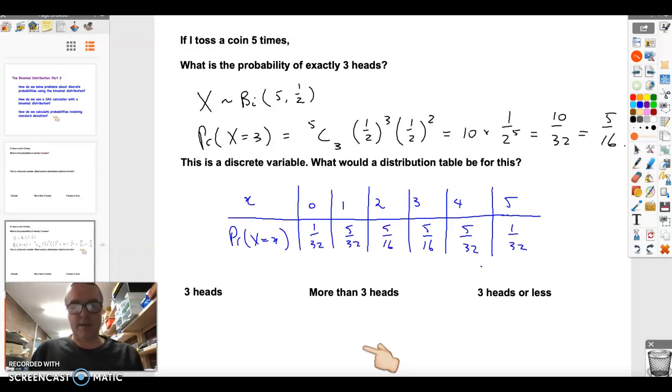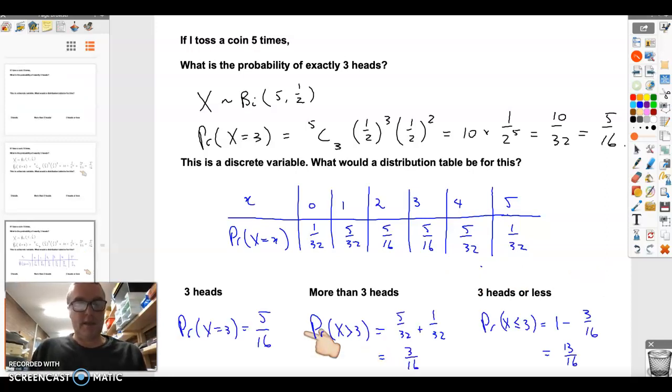So here I've set out the distribution table, all of the possible values of x, all of their probabilities. We can see the first one that we've calculated, but using this formula for all of the other values of x, I can one at a time calculate all of those probabilities. And this is a discrete table. It has all the properties of a discrete distribution. And we can now use this distribution to find the probabilities of more than 3 heads, or the probability of getting 3 heads or less.